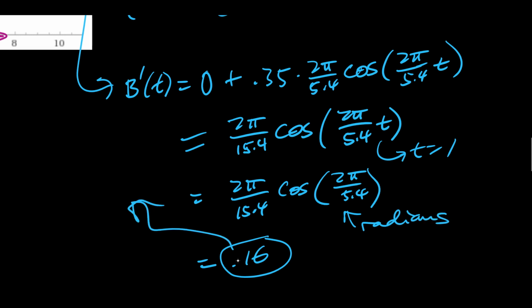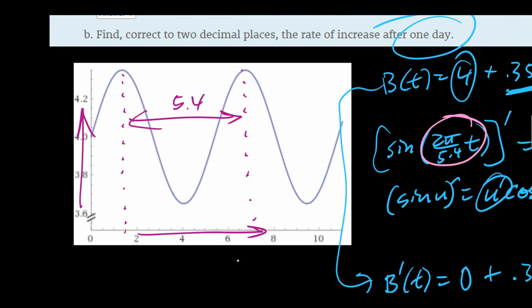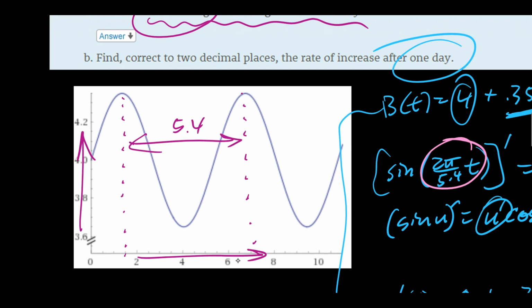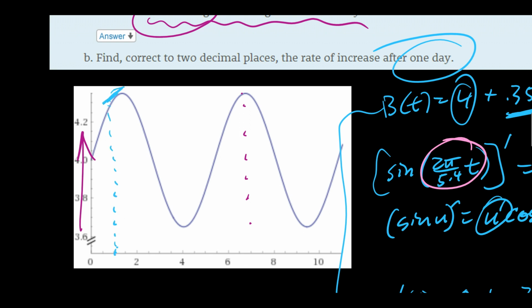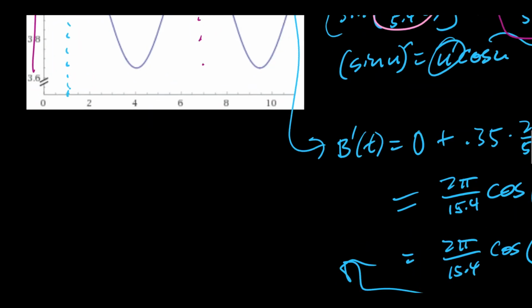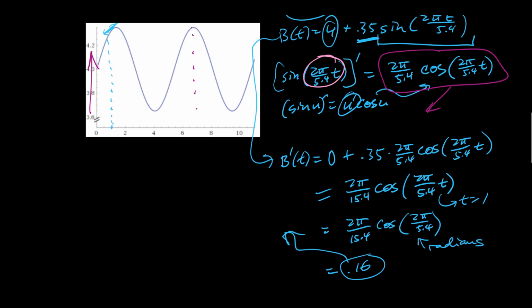So 0.16, let's see what that looks like on the graph. Let's see if this makes any sense. So 0.16 at 1, yeah, it's going to be like a little positive slope there. So basically, what does 0.16 mean? It means that 0.16 is like 16 over 100, right? So the change in the brightness over the change in time is 16 over 100. So for every 100 days, the brightness increases by 16.